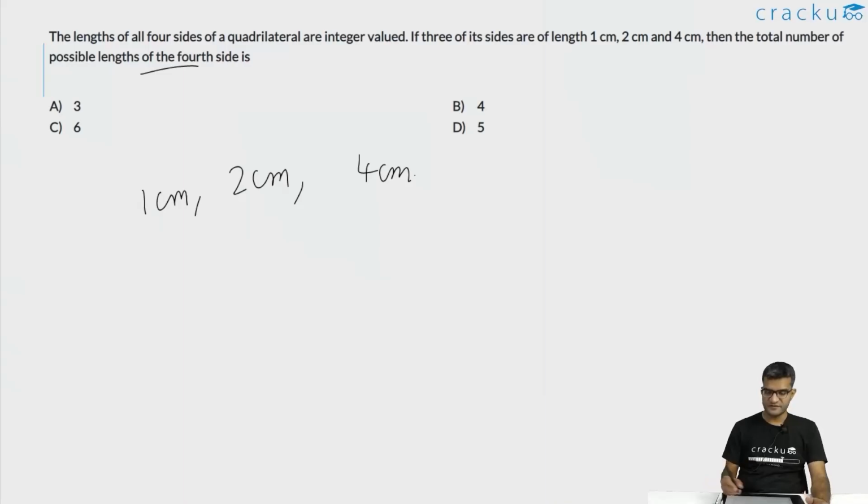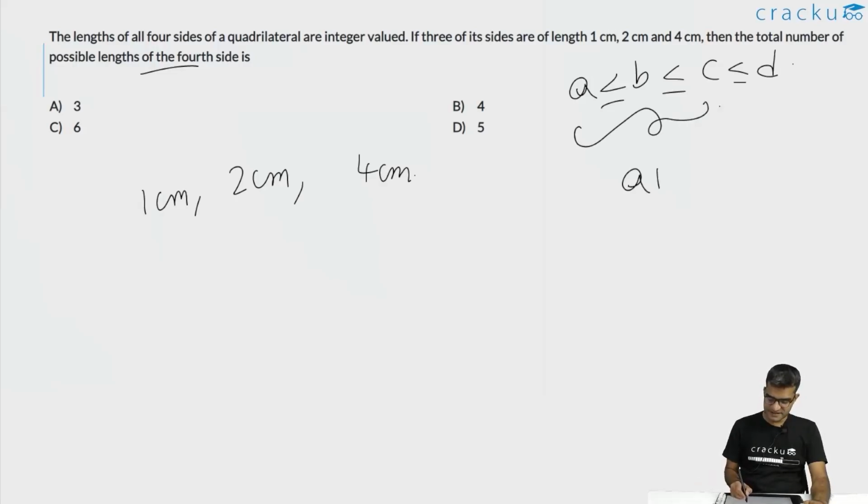If you have 4 sides of a quadrilateral such that A is less than or equal to B, is less than or equal to C, is less than or equal to D, the sum of the smallest 3 sides, A plus B plus C, has to be strictly greater than the largest side. Only then will the 4 lengths be part of the sides of a quadrilateral. If it is either equal or less than, then they cannot form a quadrilateral.